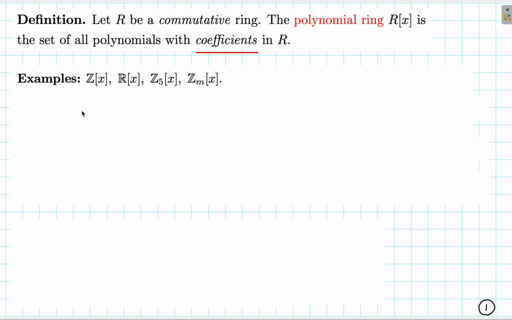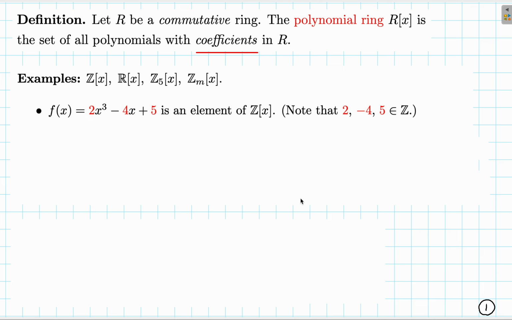So here are some examples of polynomial rings. For instance, Z bracket x contains polynomials with integer coefficients. R bracket x has polynomials with real number coefficients. Z5 bracket x, polynomials with coefficients from Z5, and then more generally, Zm bracket x. So here's a concrete example. f of x equals 2x cubed minus 4x plus 5 is an element of Z bracket x because its coefficients, namely 2, negative 4, and 5, are integers.